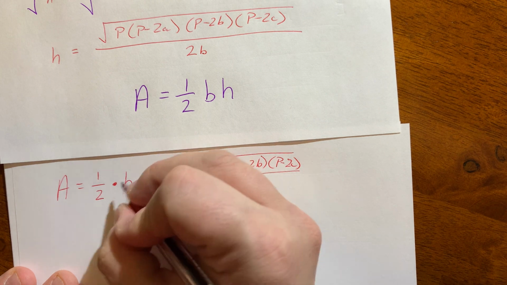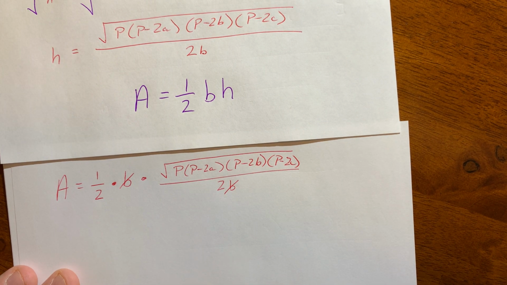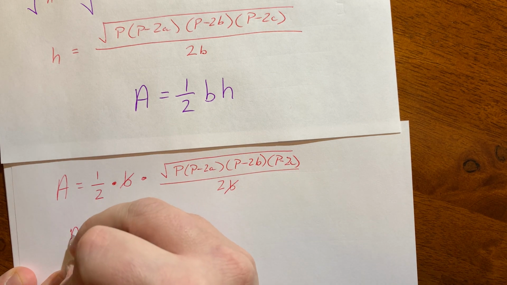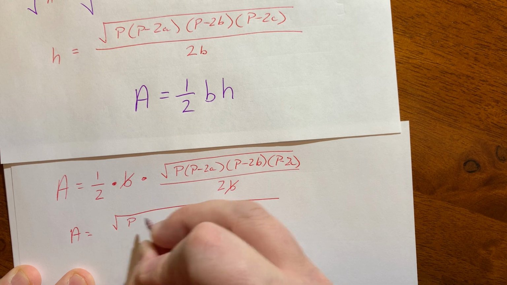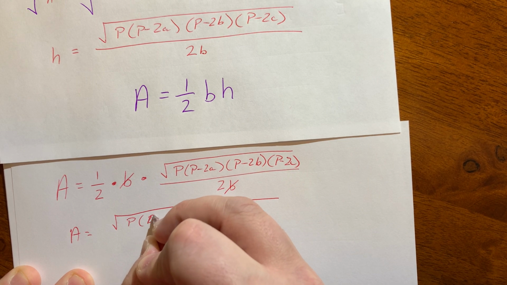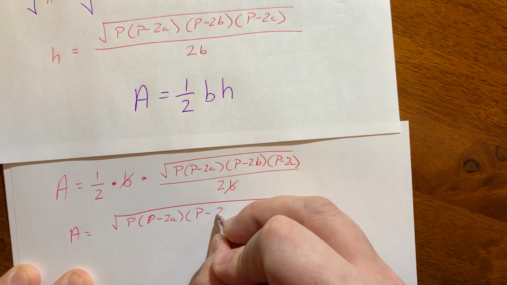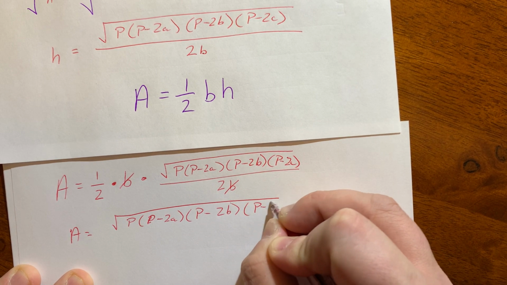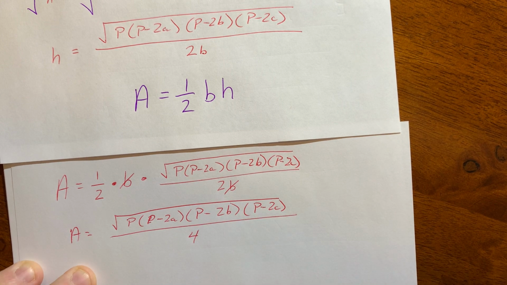The b and this b will reduce each other out. The 2's don't, they're both in the denominator. Now we have area is equal to the square root of the perimeter times p minus 2a times p minus 2b times p minus 2c all over 4.